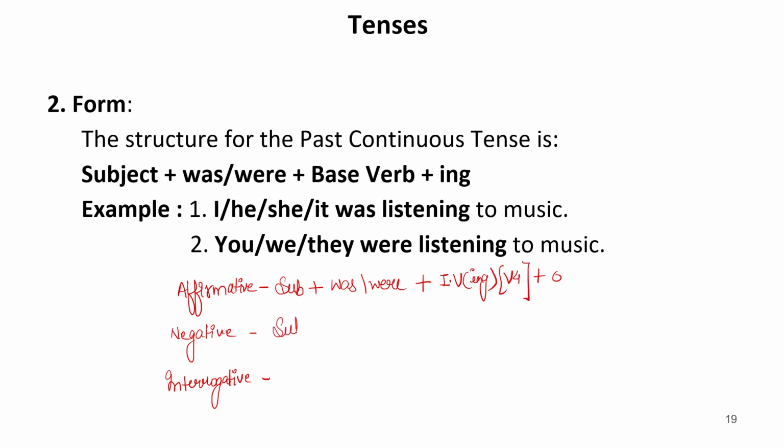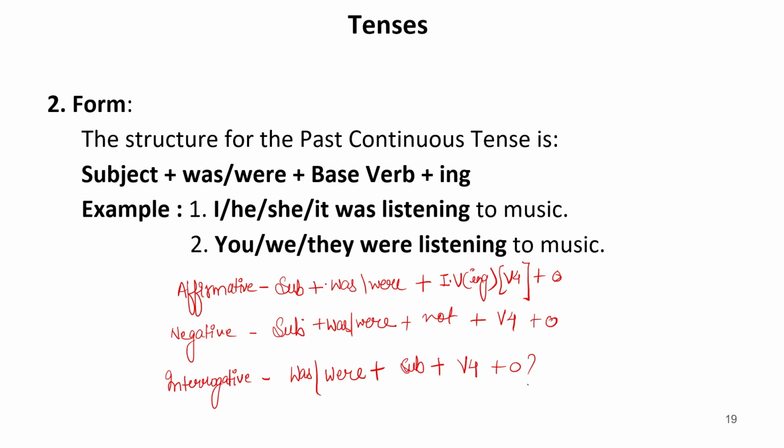Negative: subject plus was or were plus not plus verb fourth form, that is the ing form, plus object. In the interrogative, it can be written like was or were, then subject, then verb fourth form, then object, and then the interrogative mark.